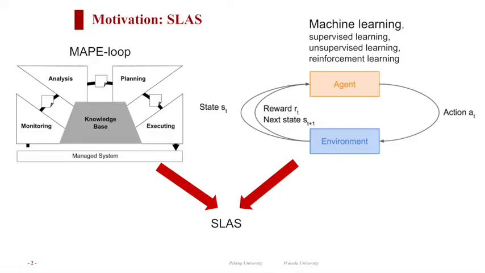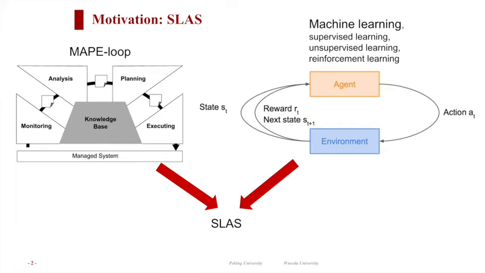The MAPE-K loop is a typical framework for self-adaptation. There are 5 activities in this framework: M, Monitor; A, Analyze; P, Planning; E, Execution; and K, Knowledge base. If we take the self-adaptive system as a black box, the interaction between the system and the environment is similar to reinforcement learning. Thereupon, we can leverage learning techniques to enhance its adaptability.